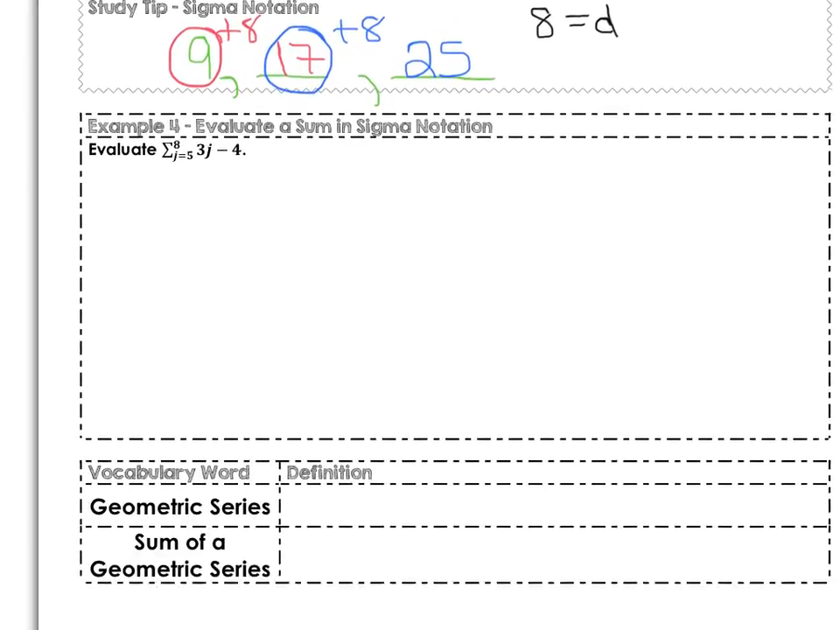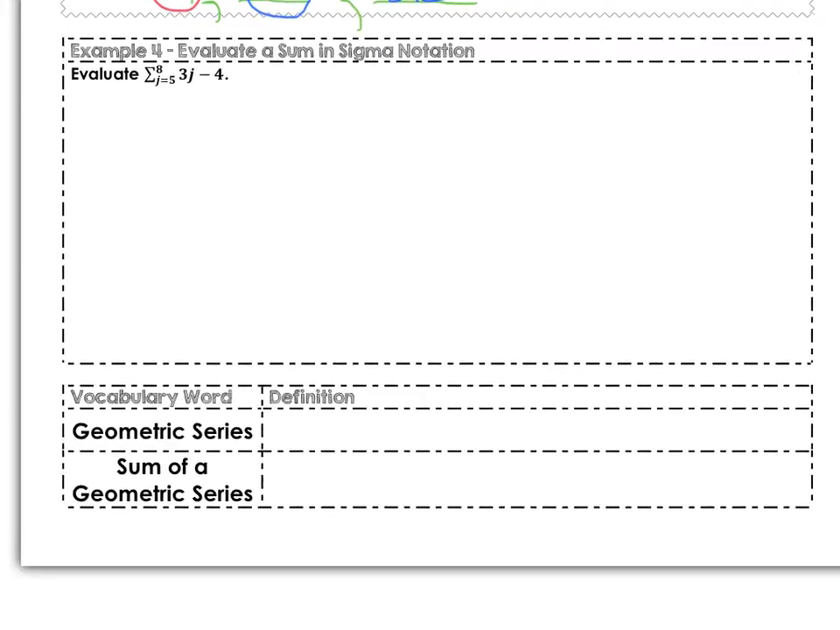The last topic in this section that we need to look at is what is called sigma notation. Please note that there are going to be 2 different approaches to this problem. What sigma notation really means is find the sum.